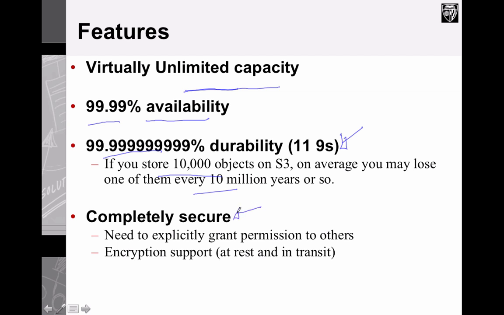By default, everything that you do with S3 is secure. You need to explicitly grant permission for others to access those objects. They also have support for encryption at rest and in transit. So that means you can encrypt the files and upload them to S3, or you can ask Amazon to encrypt those files for you at rest. And when you upload and download those files from S3, you can use the HTTPS endpoint so that all the data is transferred securely. So the two features that we highlighted on this slide are the durability and availability feature, and then the security feature by way of encrypting the files at rest or in transit.